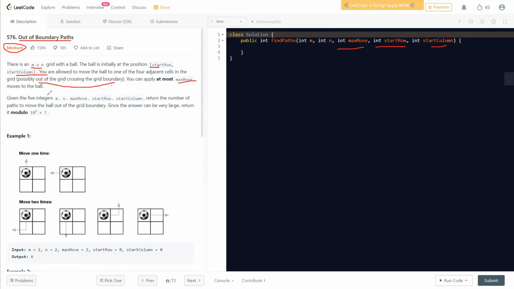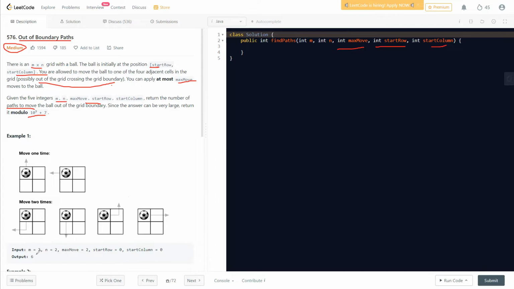Further it says, given m, n, max move, start row, start column, so these are the five things given to our function. We need to return the number of paths to move the ball out of the grid boundary. So we need to find the total number of paths we can find to move the ball out of this grid boundary. We will understand more about that. Also, it says the answer can be very large, so return it modulo 10 to the power of 9 plus 7. Okay, let's see what it means.